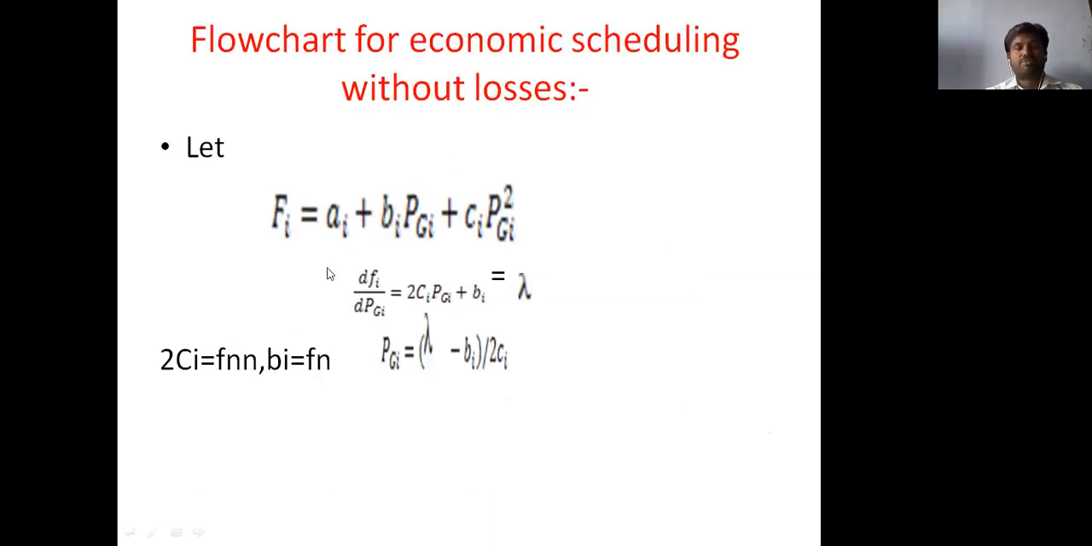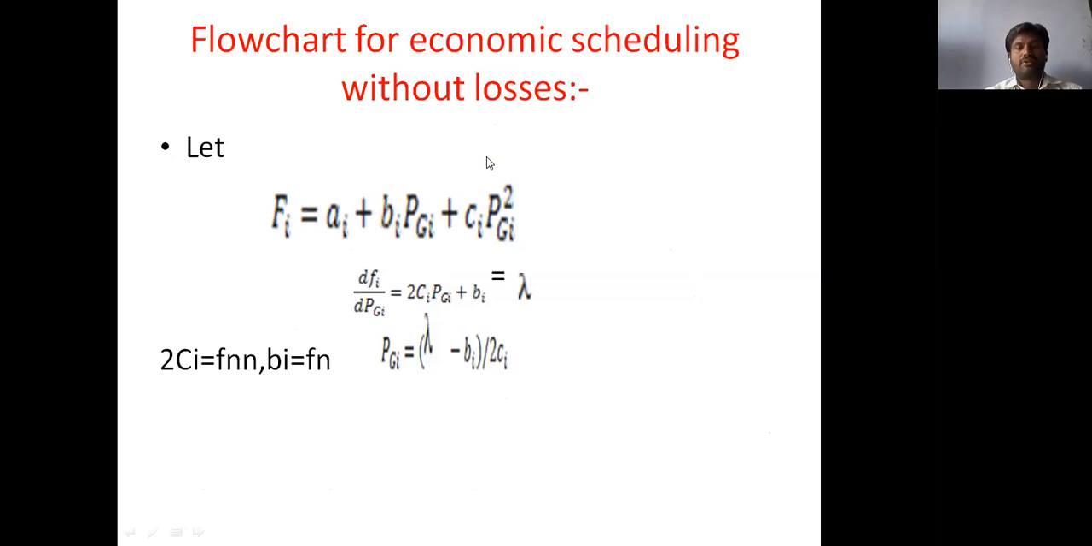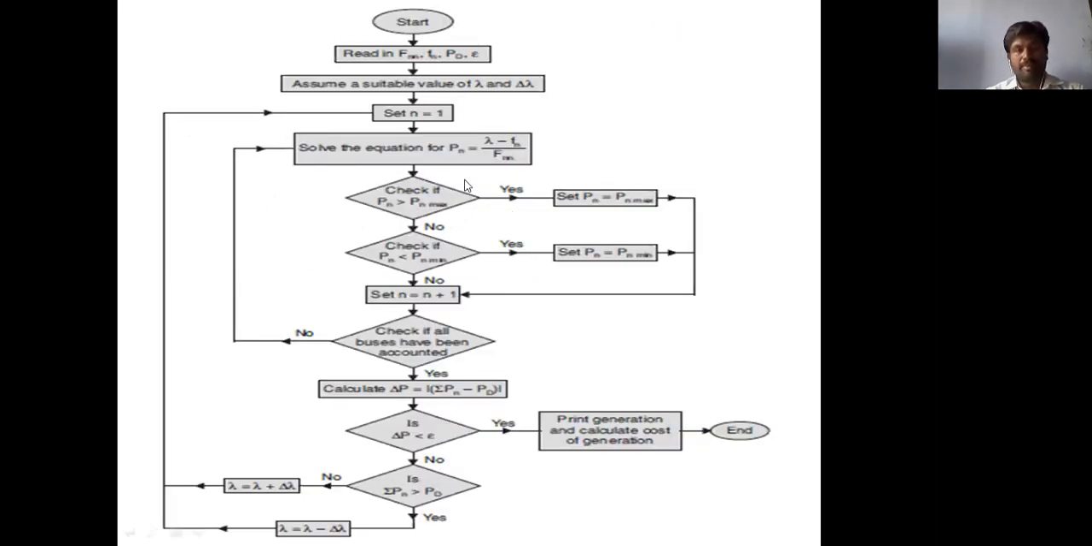In the above equation, substitute n equal to 1 and solve the equation. Here Pn is nothing but Pgi, lambda minus Bi into Ci. Put i equal to n equal to 1. So write the equation and solve it: Pn equal to lambda minus Fn by Fnn. So for n equal to 1, P1 equal to lambda minus F1 by F11.